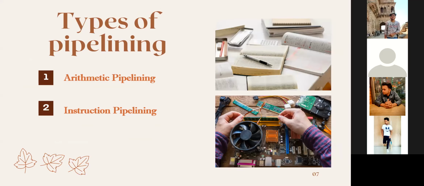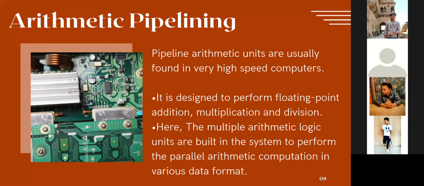Types of pipeline. It is divided into two categories: arithmetic pipeline and instruction pipeline. Next slide. Arithmetic pipeline. Arithmetic pipelines are usually found in most computers. They are used for floating point operations, multiplication of fixed point numbers, etc.